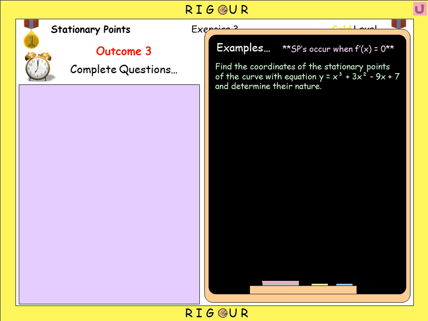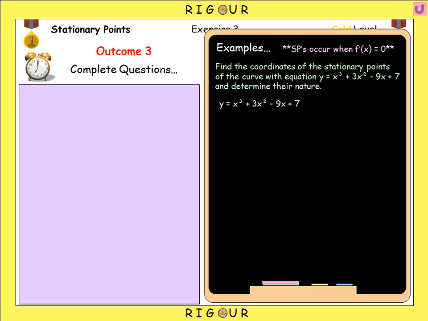So the typical question would look like this. Find the coordinates of the stationary points of the curve with equation y equals x cubed plus 3x squared minus 9x plus 7 and determine their nature. This is a big one in your examination, folks. It can be worth anything from 5 to 8 marks. So we've got to get this process just right.